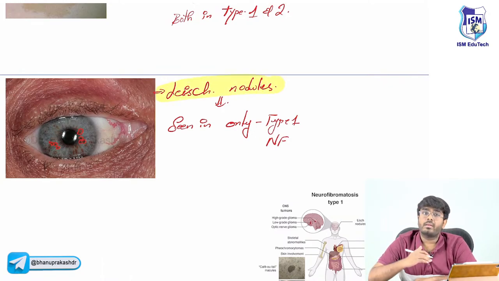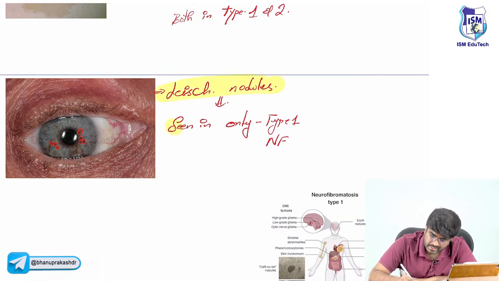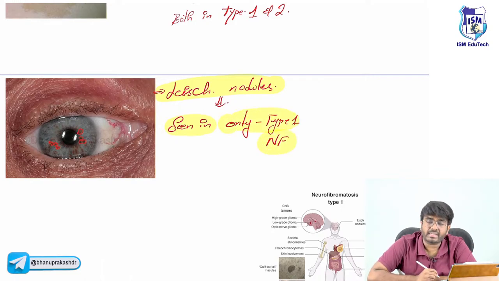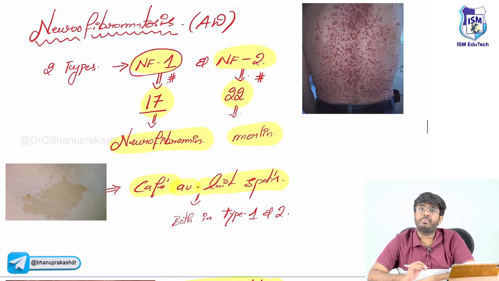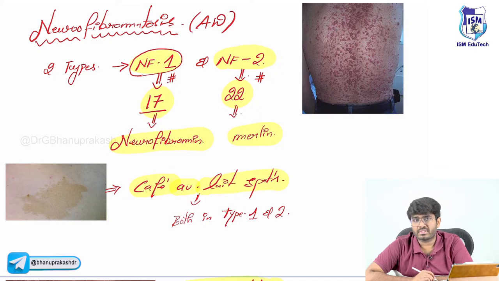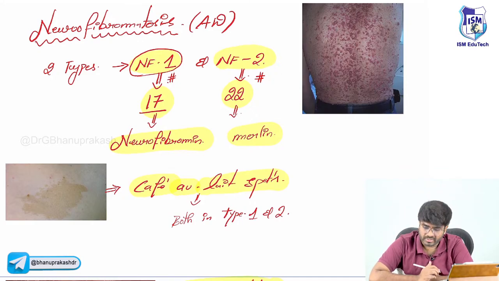Now, a more high yield question. Lisch nodules are seen in which type of neurofibromatosis? Only seen in type 1 neurofibromatosis. Now, apart from that, in type 2 neurofibromatosis, what are some important points? In type 2, what will you see?